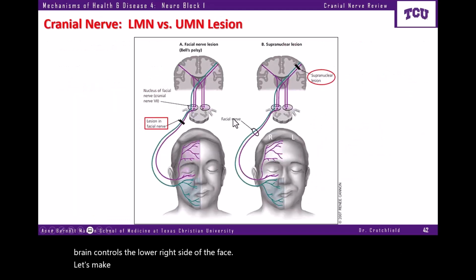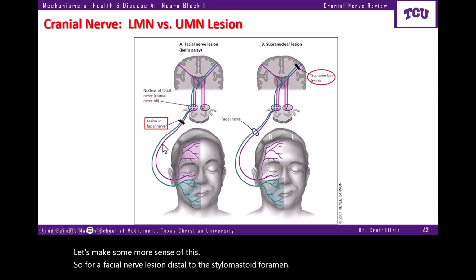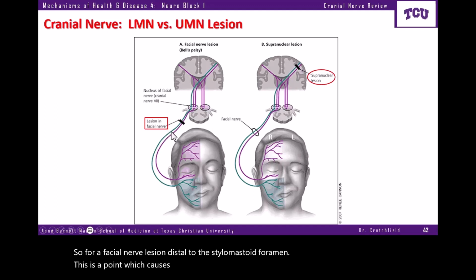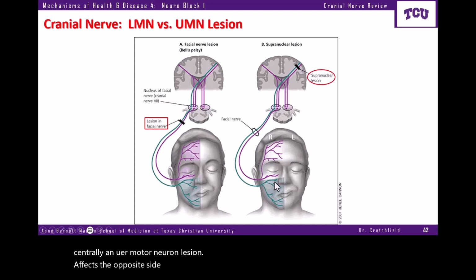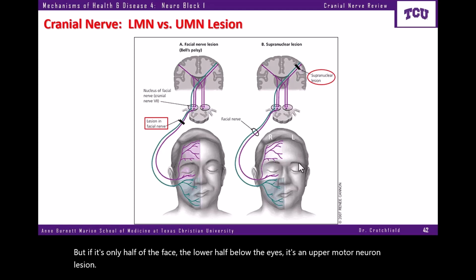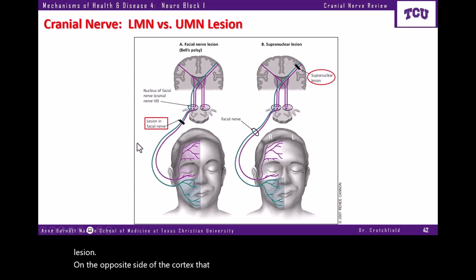Let's make some more sense of this. So a facial nerve lesion distal to the stylomastoid foramen causes damage on the same side of the entire face, whereas a stroke centrally, an upper motor neuron lesion, affects the opposite side and only the lower half. Make sense? So if the entire half of the face is damaged, it's the nerve, but if it's only the lower half below the eyes, it's an upper motor neuron lesion on the opposite side of the cortex from the observed damage.